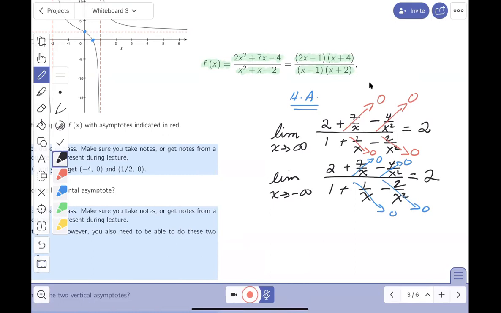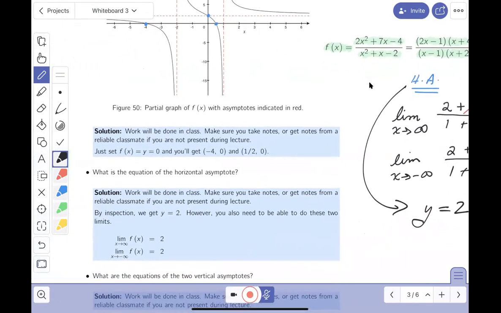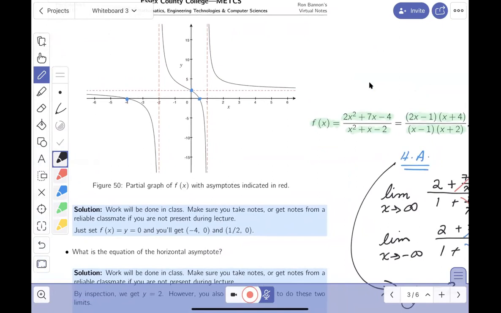What does this tell me? We have a horizontal asymptote. What's a horizontal equation look like? y equals 2. Let's look at our answer key. I'm certainly seeing it. And they say the horizontal asymptote is y equals 2. I'm going to look at my picture, though. I'm going to point out what it is. It's this thing over here, y equals 2.